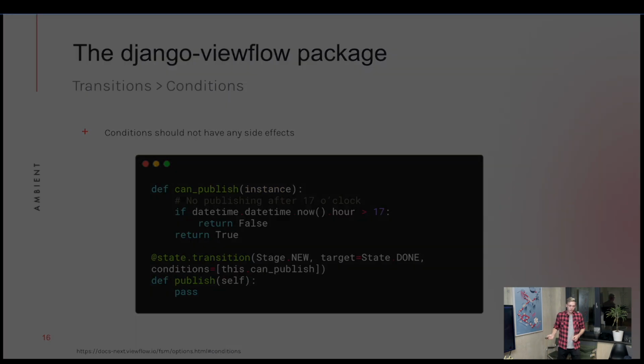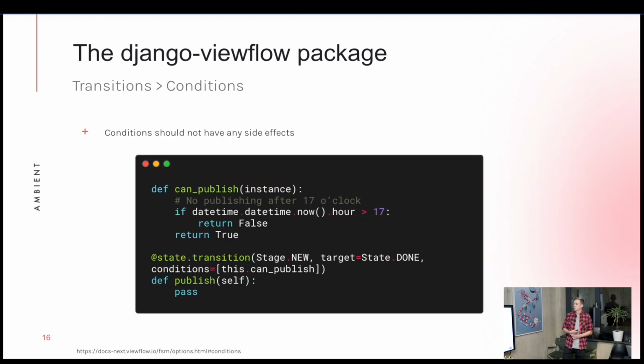All right, so now we've talked about sources and targets. What more can we do with transitions? We have conditions. Obviously, as per the documentation, they should not have any side effects. They are simple functions which return a Boolean, so either true or false, and can be added to the decorator as seen at the bottom.